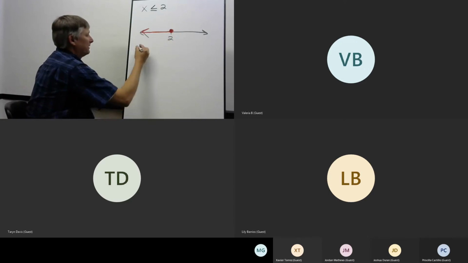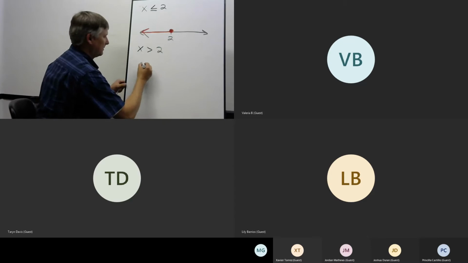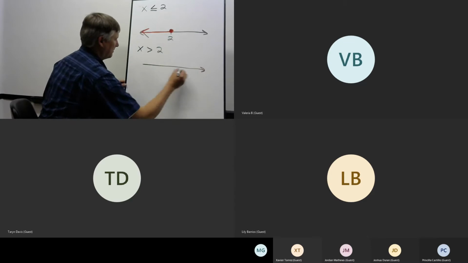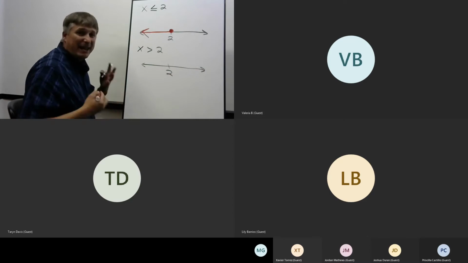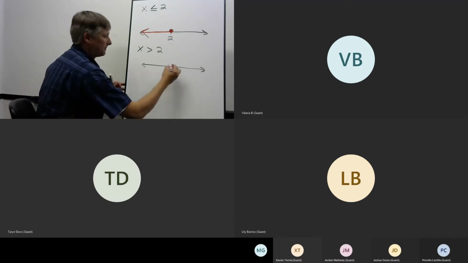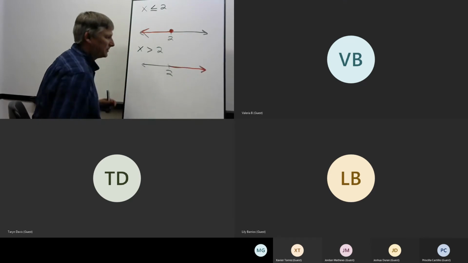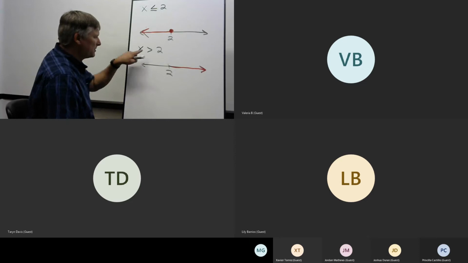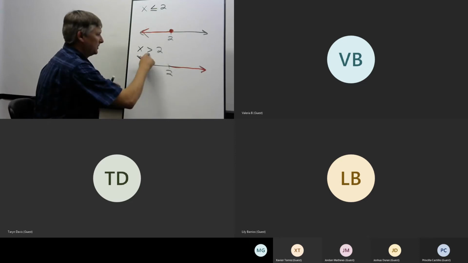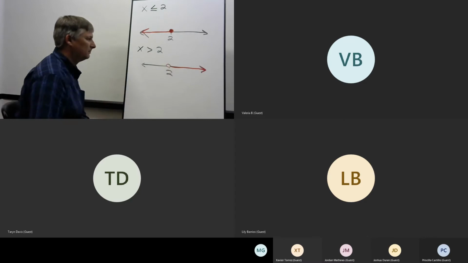If I had something like x greater than 2, well, now I want any number that's bigger than 2. So all the bigger numbers are to the right, and I'll just put an arrow here to say that I can keep going to the right, go on forever. But we're not including 2. It's just bigger than 2. So put a hole, and there we go.